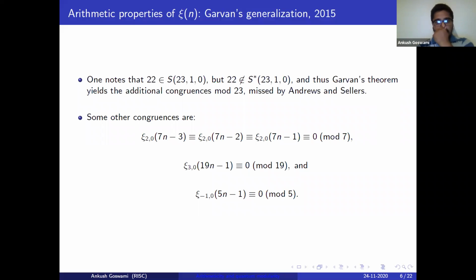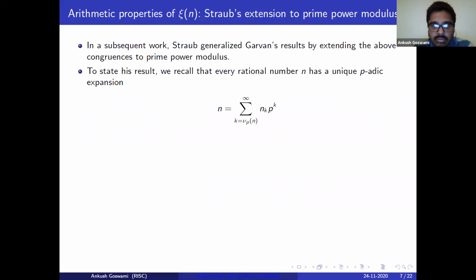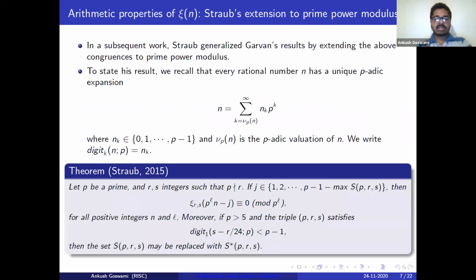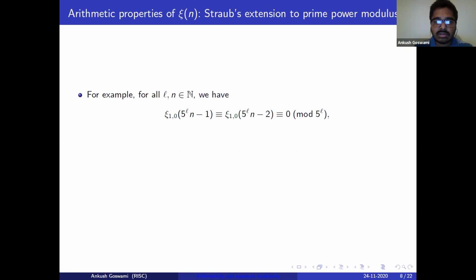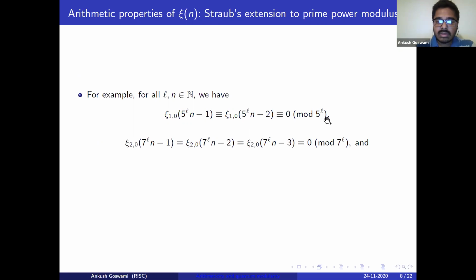Okay, so these are the three families of congruences that you get using Straub's result. So the first one is the congruence for the Fishburn numbers, which also holds modulo powers of primes. In this case, p is 5. And then you can also choose different values of r and s, and you get different congruences for different powers of primes.